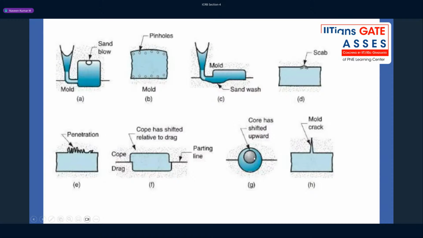If you're not placing the core properly, because of the buoyancy effect there is an upward shift of the core, and instead of your hole coming at the center, it is floating up. Right, the circle is coming here. The hole is coming here instead of at the center. Mold crack. There are so many defects. For every defect, there is a reason behind it.